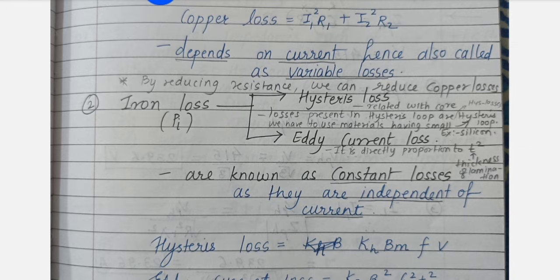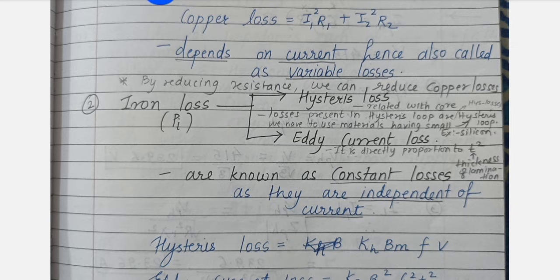So iron loss is crucial to consider as it affects the efficiency and heating of the transformer. Choosing the right core material and design helps minimize these losses. Here I have written for hysteresis, it is related with the core, and losses present in the hysteresis loop are nothing but hysteresis losses. Then we have to use materials having a small hysteresis loop. This is the way in which we can reduce this iron loss.